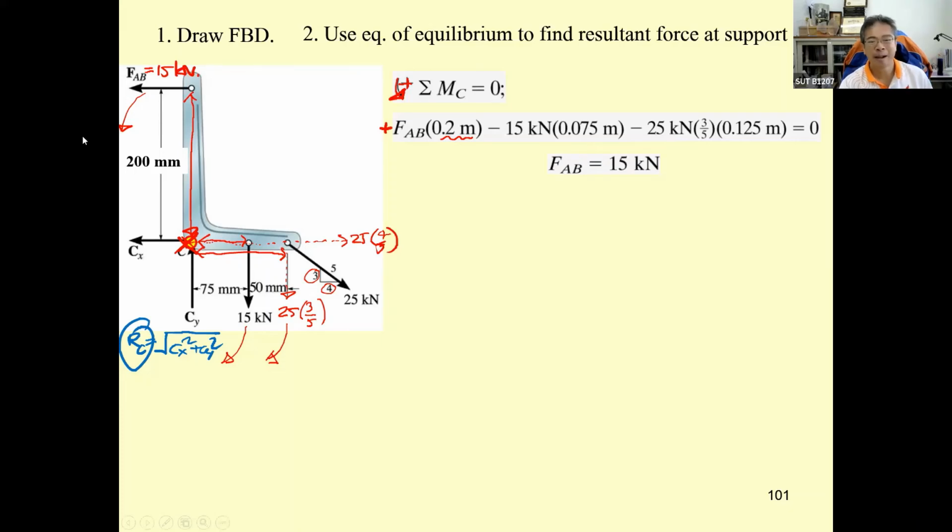Okay, now you have to find C sub X and C sub Y. Summation of forces in x equal to 0, by putting in this direction.